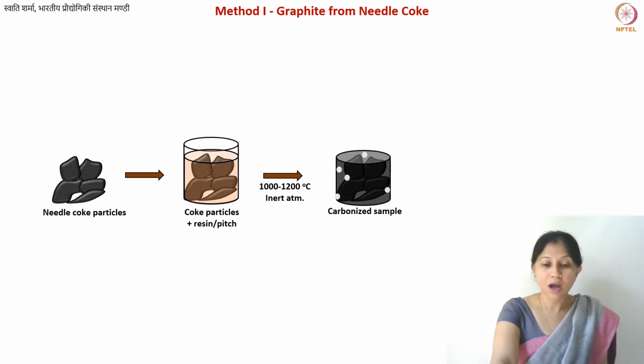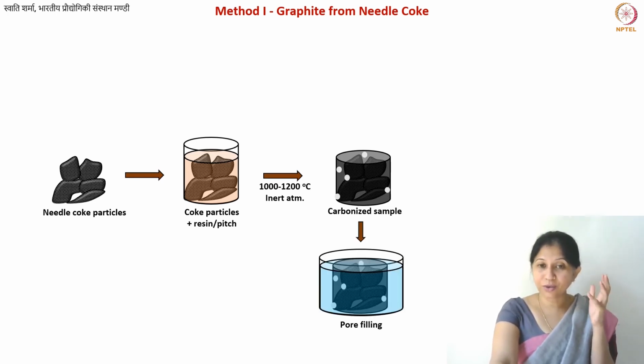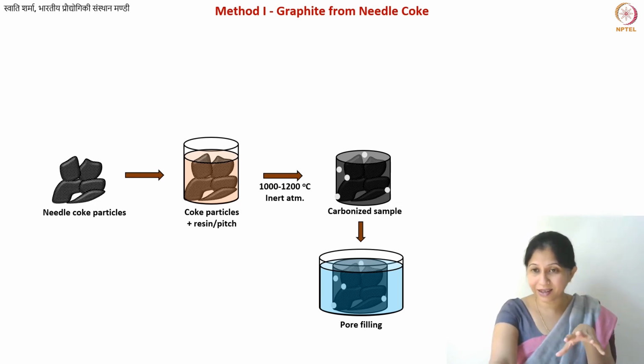Now what do you do? How do you fill these pores? Think about it, you have a carbon structure with pores, and now you want to fill those pores, but with carbon itself. So what you're going to do is take another resin, maybe this time with a lower viscosity, so that it can get filled inside the pores.